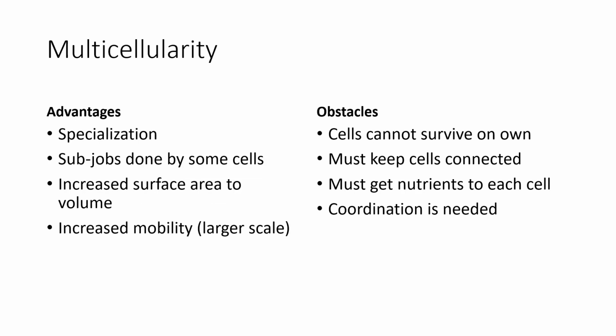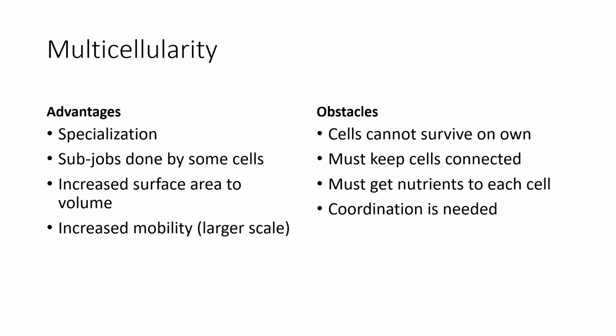So this is an issue about multicellularity. The advantages of multicellularity are that different cells can be very specialized, allowing certain subjobs to be done by some cells. Not every cell is a neuron. Not every cell is a muscle. Another advantage is that there is an increased surface area to volume ratio, as each individual cell is able to have a larger surface area in the medium. This also means that there is an increased mobility on a larger scale. If you are in a race between yourself and an amoeba, you'll win because you're multicellular and you're much larger.